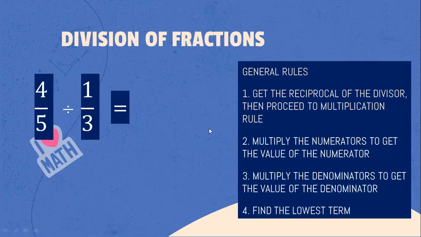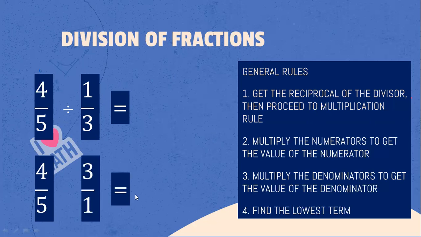Okay, let's have another example. 4 over 5 divided by 1 over 3. What is 4 over 5 divided by 1 over 3? We will be following the first rule. Get the reciprocal of the divisor. 1 over 3, the reciprocal of 1 over 3 will be 3 over 1 because the numerator will become the denominator and the denominator will become the numerator. Then we proceed to the multiplication rule.